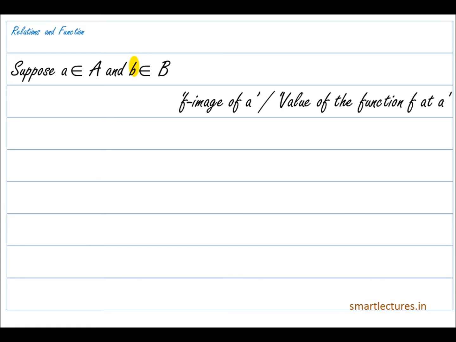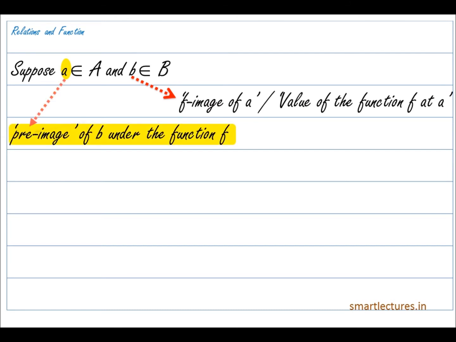Now suppose we have an element a from set A, and suppose it is associated to an element b from set B, then b is called the f image of a, or simply the image of a under f, and we can also call it the value of the function f at a. Also, a is called the pre-image of b.